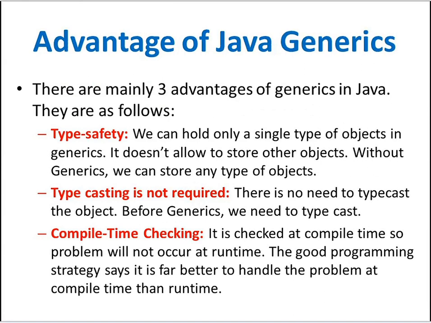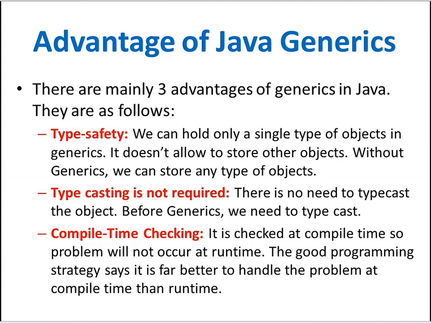What are the advantages of Java generic programming? There are mainly three advantages of generics in Java: type safety, typecasting is not required, and compile time checking. What is type safety? We can hold only a single type of object in a generic container or collection. It doesn't allow us to store other objects.